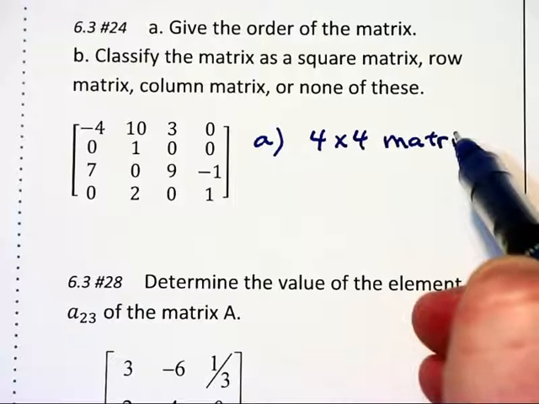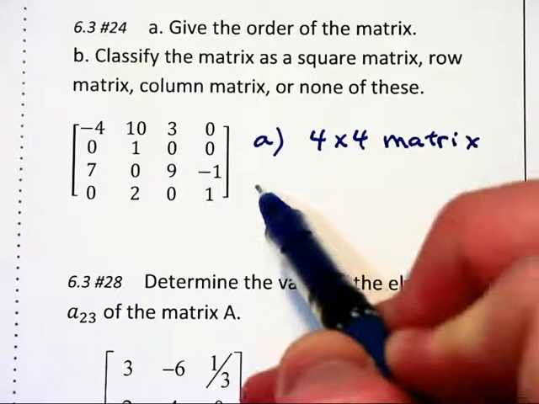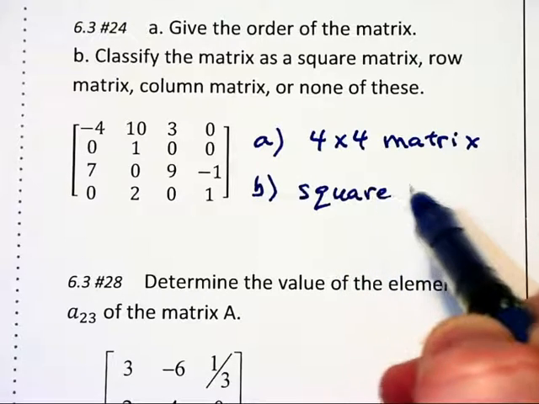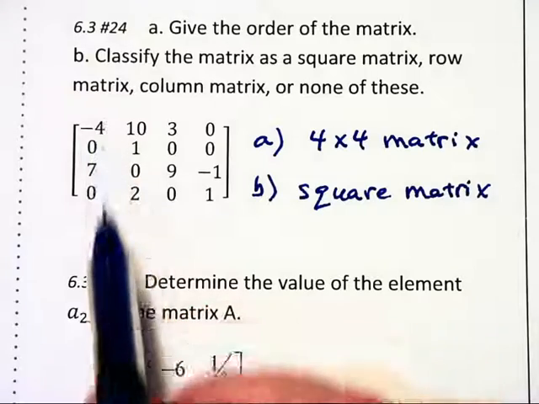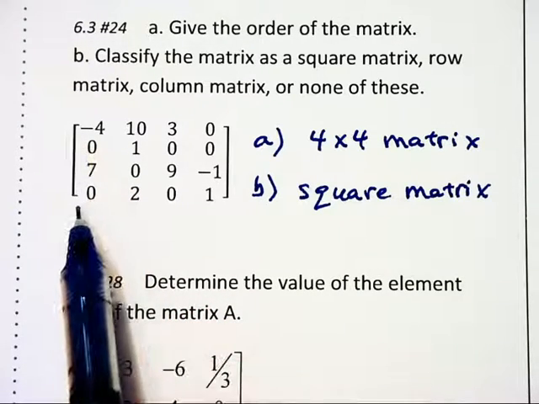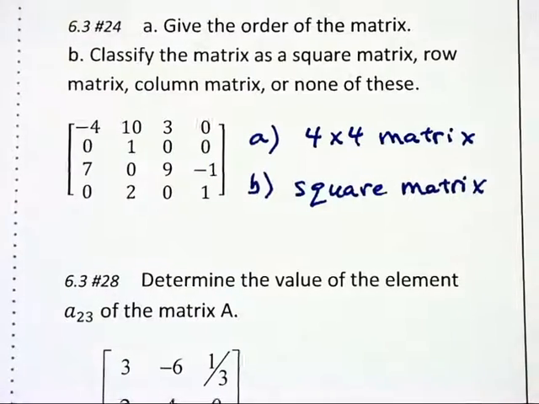That is its order. Classify this as a square matrix, a row matrix, a column matrix. Well, you can probably tell because there's 4 by 4 that this will be a square matrix. A column matrix would just have a 1 by 4, or 4 by 1, 4 rows, 1 column. A row matrix would just have 1 row but a bunch of columns in it.